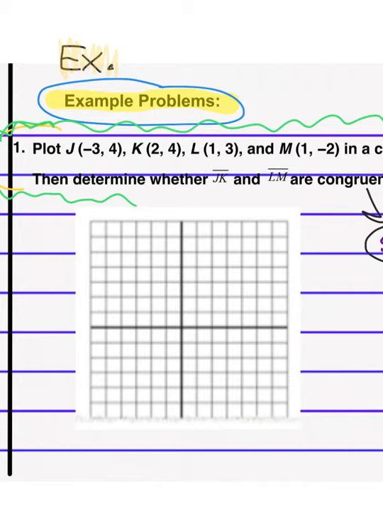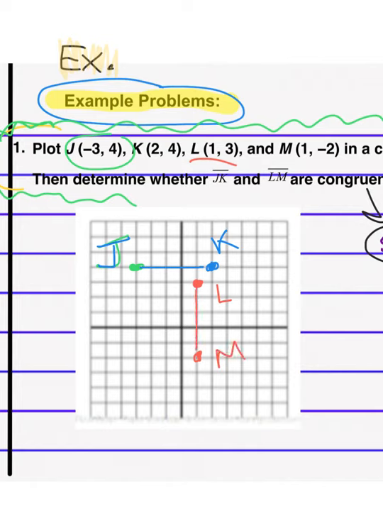All right, so let's plot our points. Point J is at (-3, 4). So left 3, up 4, and I will label that J. And K, are you guys getting my sense of humor? Like J, just kidding, is at (2, 4). Over 2, up 4. JK is a line segment, so we'll connect it. And then L is at (1, 3), and M is at (1, -2). And that's also a line segment.